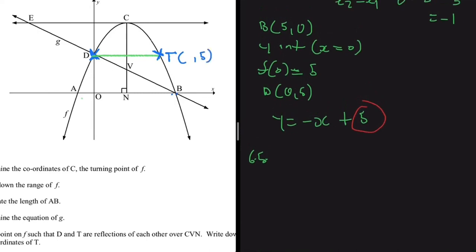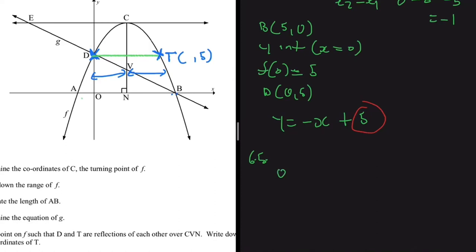If it's a reflection over CVN, then the distance between D and CVN should be the same as the distance between CVN and our point T. So what is the distance between D and CVN? We know the x value of D is 0, right?